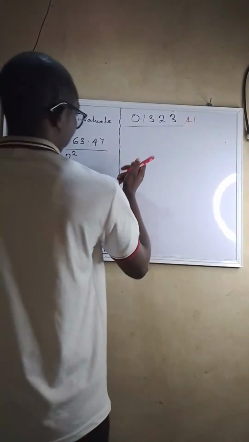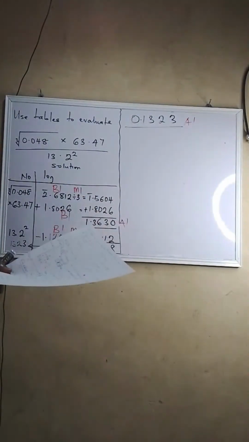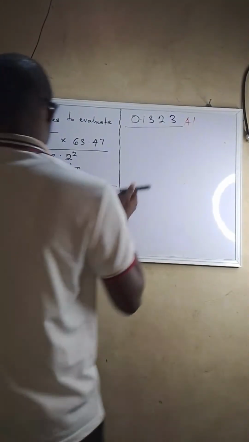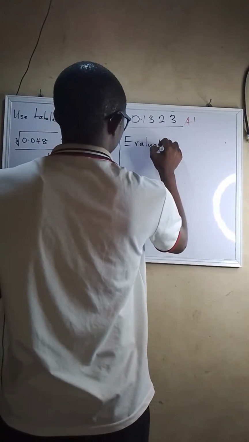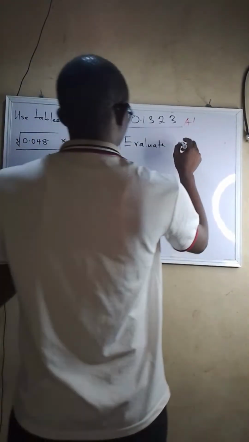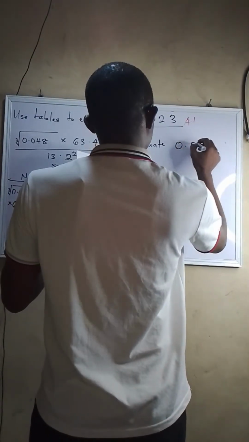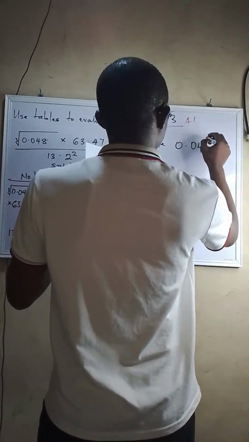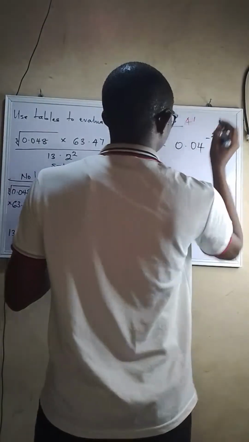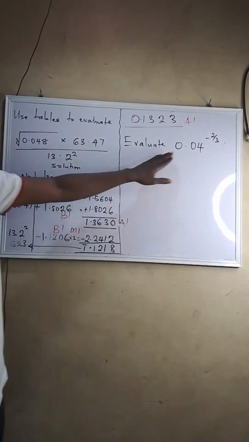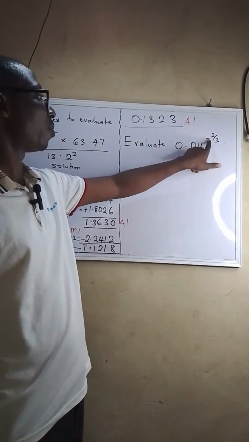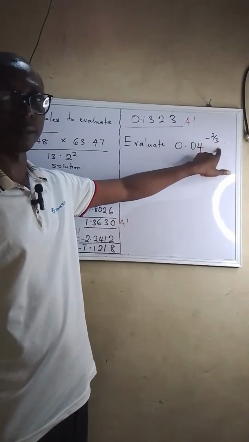Evaluate 0.04 raised to the power of -2/3. Okay, now let's look at this question. You have to evaluate 0.04 raised to the power of -2/3.